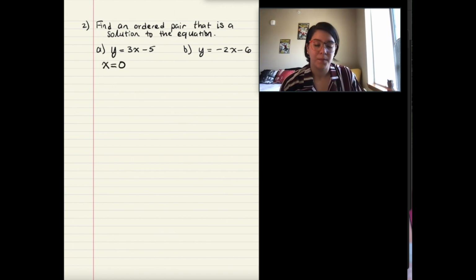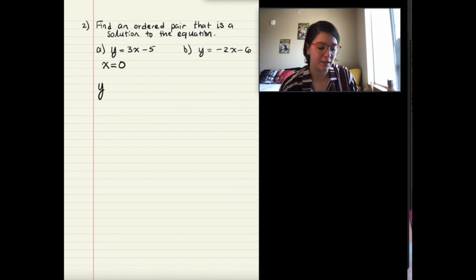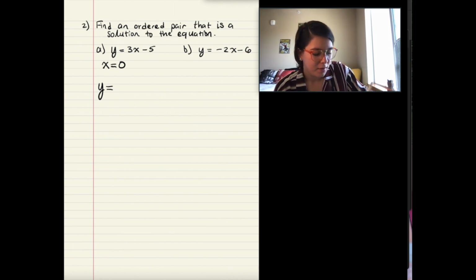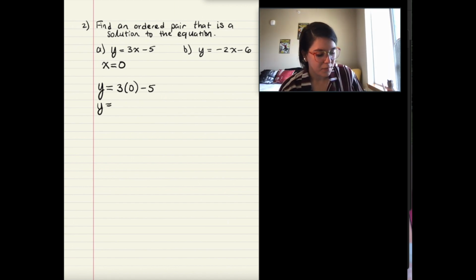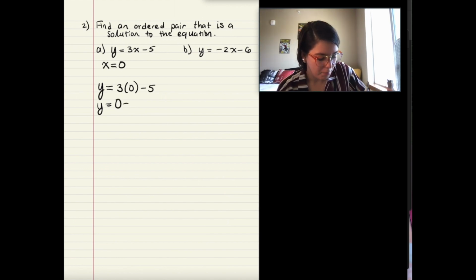So what I'll do is, now that I know that x is 0, because I decided that, I'll plug it into our equation. So we don't know what y is. That's what we're going to try to figure out. So I'll leave y on its own. But instead of x, I'll write 0, since that's what we said x was. So on the left, we have y still, because we don't know what that is. But on the right, we have 3 times 0. Anything times 0 is just 0. Minus 5. So y is 0 minus 5, which is negative 5.